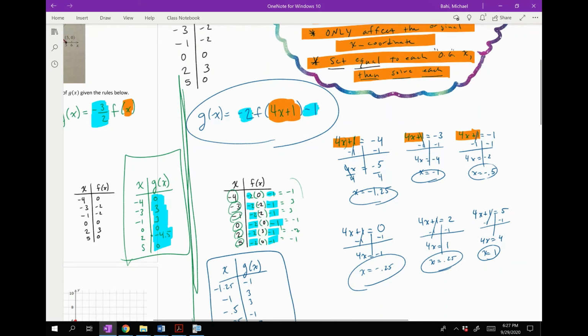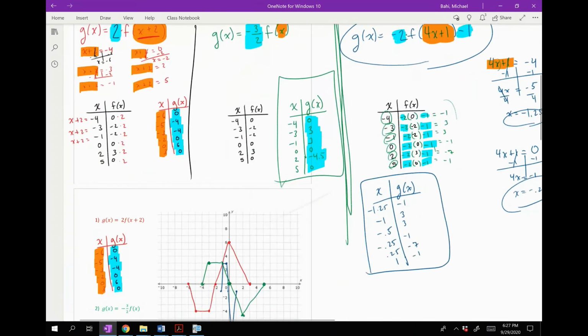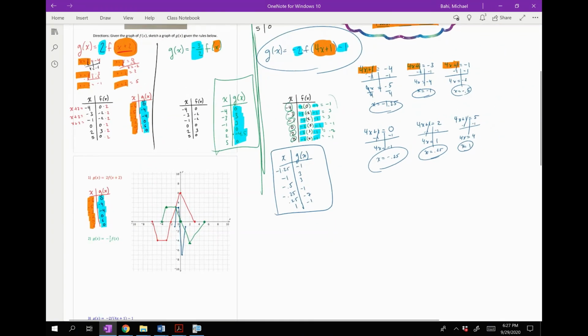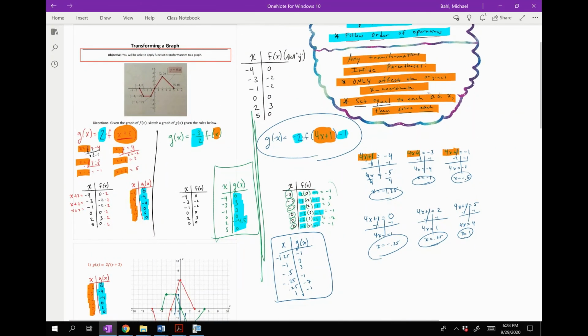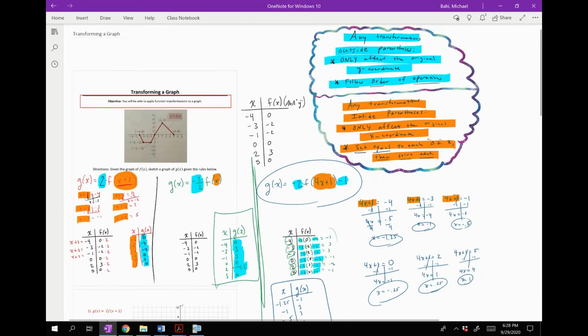Okay? And that is that. If you have any questions, please feel free to ask away. This will definitely help you on the homework. And the homework you don't have to graph if you're just making the new tables.